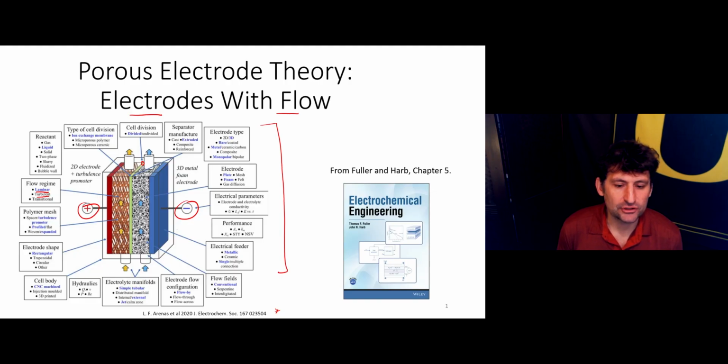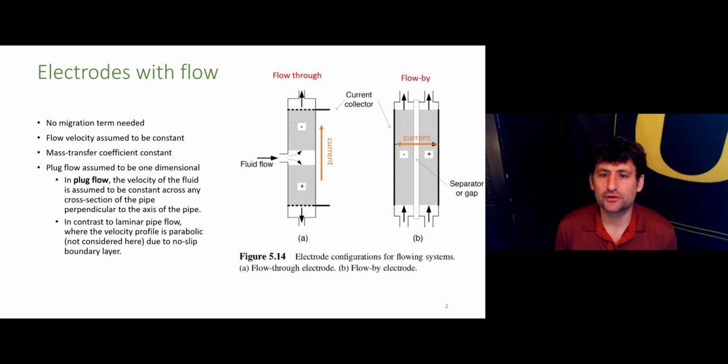You have to think about the hydraulics. You have to think about the electrical parameters, the reaction rates, the transport. All these things are incredibly complicated in engineered systems that drive electrochemical reactions at high rate. There are two types of electrochemical flow reactors that we're going to discuss.